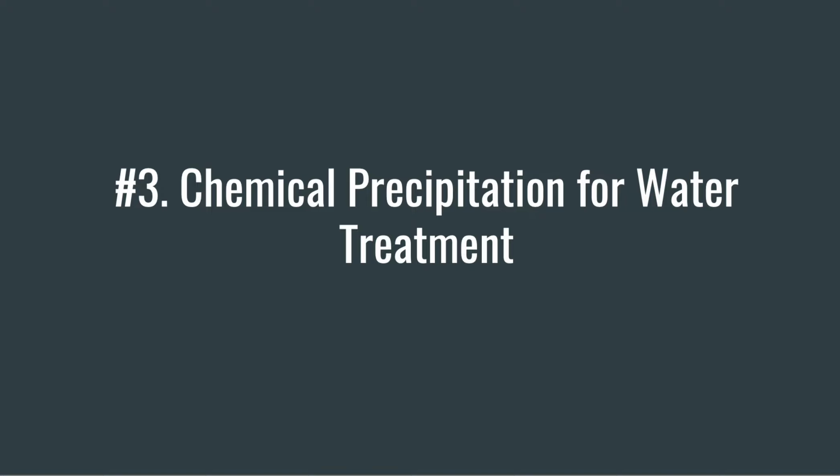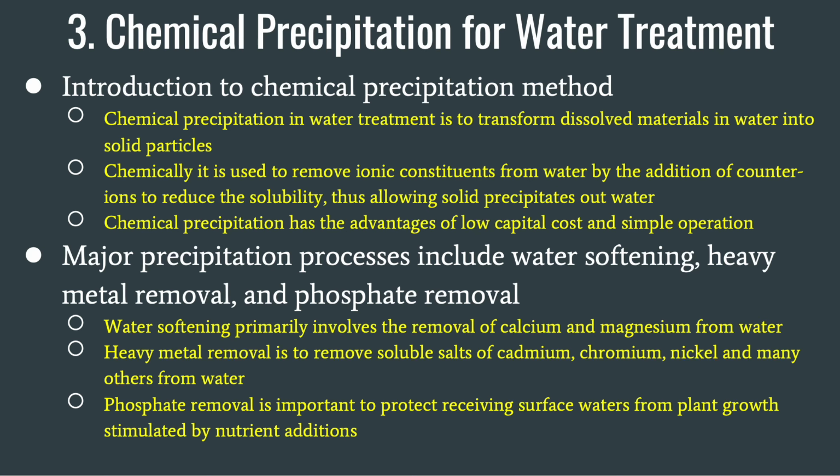My third topic is chemical precipitation for water treatment. And this is my introduction to the chemical precipitation method. Chemical precipitation in water treatment is to transform dissolved materials in water into solid particles. Chemically, it is used to remove ionic constituents from water by the addition of counter ions to reduce solubility, thus allowing solids to precipitate out of water.